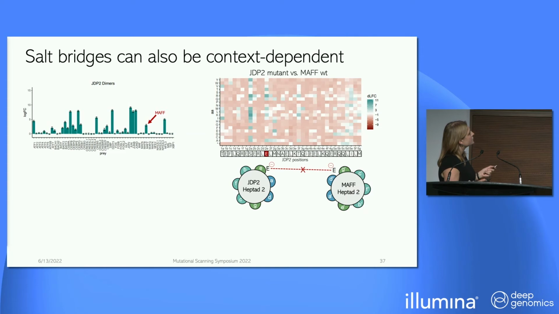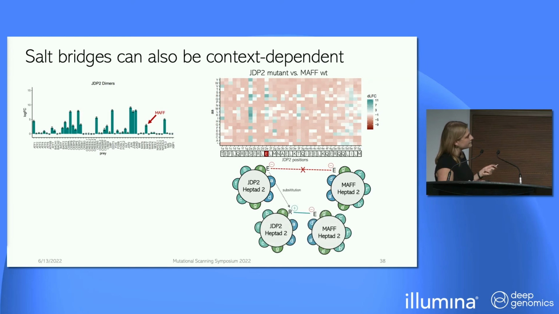The next one I wanted to show you is just a short one to show that these context-dependent effects can also happen at other positions, such as the salt bridge ones. And here I picked JDP2, which usually interacts with many bZIPs. Among these, a medium strength interactor is MAFF. And JDP2 has a glutamic acid at position 2E, a negatively charged one. And MAFF has that as well at position 2G, which would be the interacting position. And if we mutate this glutamic acid to an arginine at position 2E in JDP2, we induce a dimer here. And this one is positively charged, so it makes sense that we have the stabilizing effect at the position.